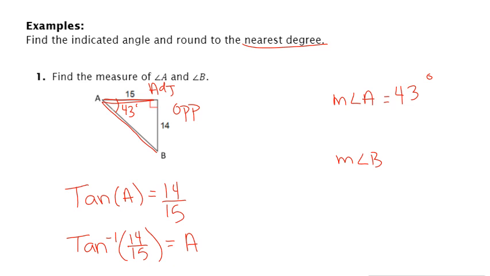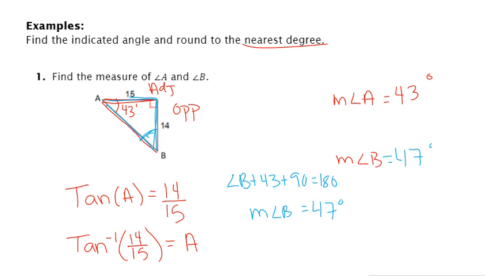If I was to go ahead now and find B, I can do the same process for angle B, but I know that this adds up to 180. So if I subtract from 180, because I know B plus 43 plus 90 is 180, I actually know that the measure of angle B is going to be 47 degrees. And that would be my final answer.